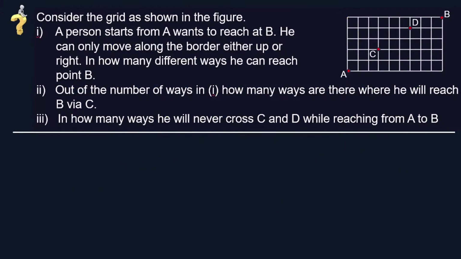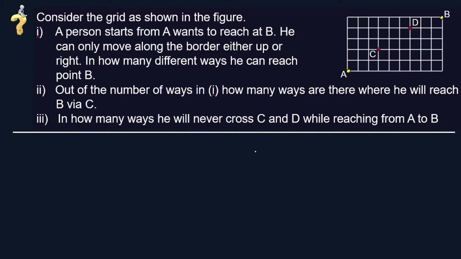Wow, this question is a fantastic sum. See this question, what they have said. Consider the grid as shown in this figure. A person starts his journey from this point A and wants to reach B.